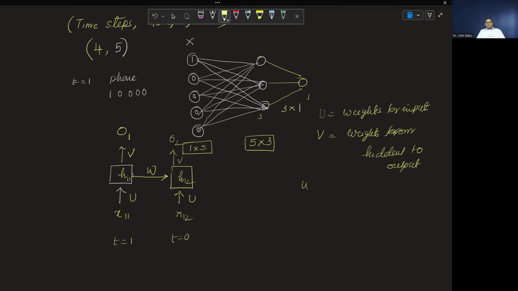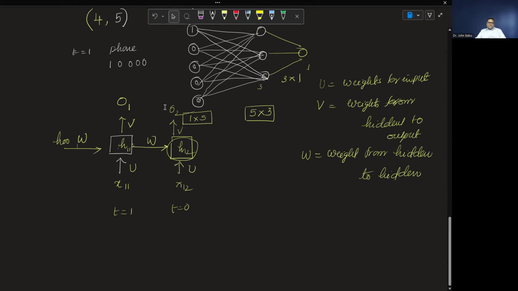So what is w? W is weight from hidden to hidden, hidden to hidden. So the major prime aspect of RNN is that it has memory. That means the present output depends on the previous output. H11, here we don't have any previous. So what we do is we take some random H00 and the same weights. So totally we have three weights here.